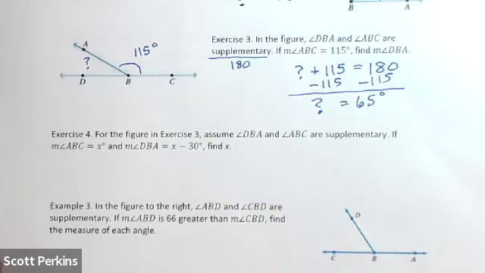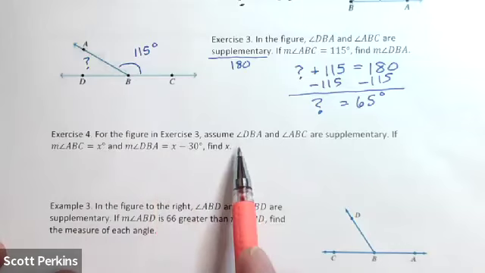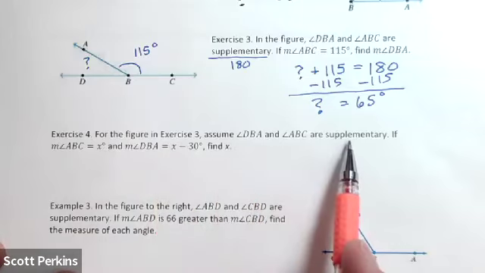Right, so I'm going to start this problem. Again, if you struggled to know what's going on, that's okay. We're learning, so you're going to get another shot in just a minute to do the same sort of thing. So in this figure, in exercise three, the one that we just did, angle DBA and ABC are supplementary, same as before.